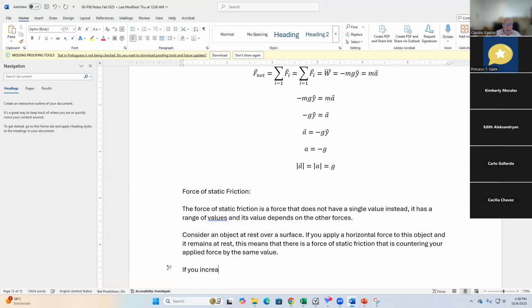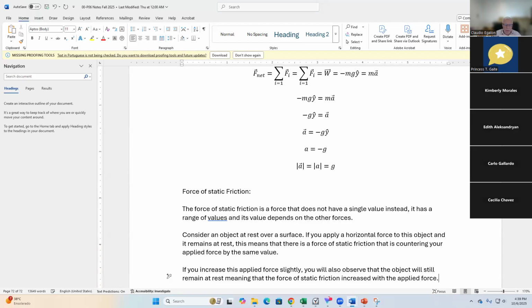If you increase this applied force slightly, you will also observe that the object will still remain at rest, meaning that the force of static friction increased with the applied force.